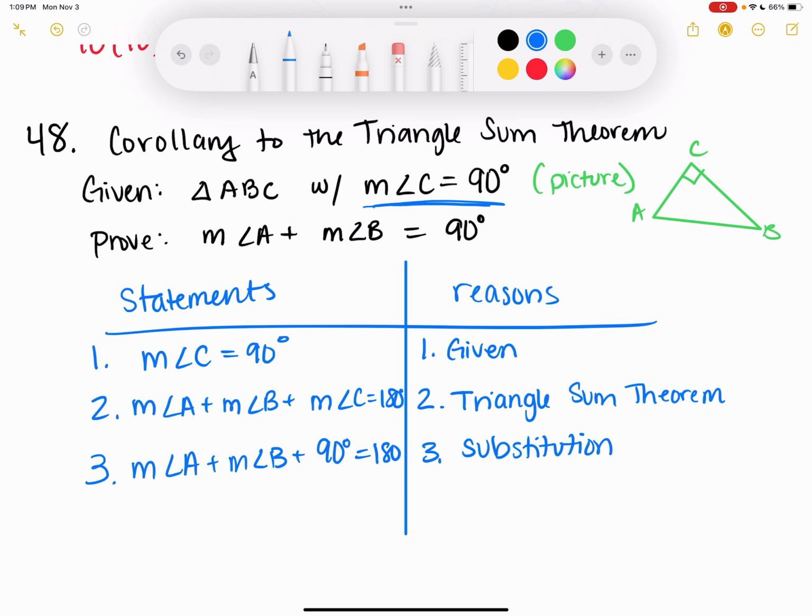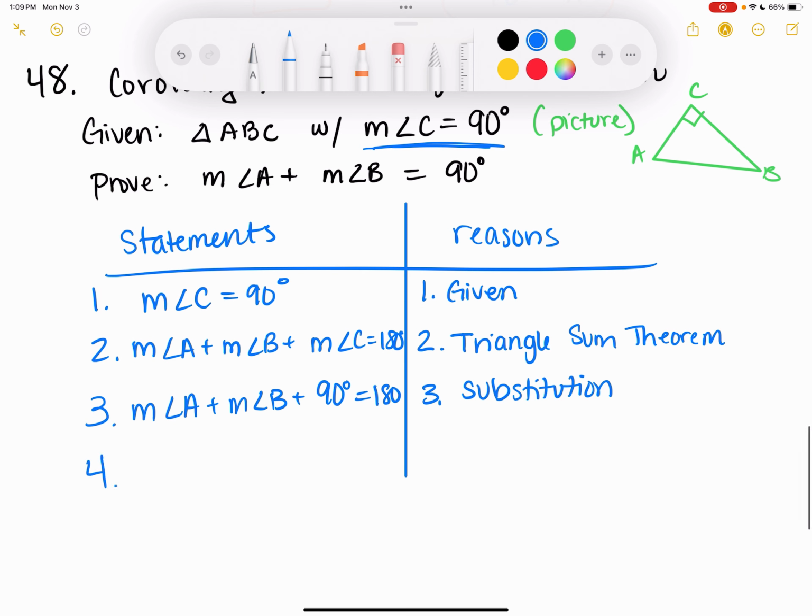Now what? You subtract 90 from 180. Subtract 90, so I have the measure of A plus the measure of B is equal to 90, which is what I was trying to prove, and I did that by subtraction. So a nice, easy proof.